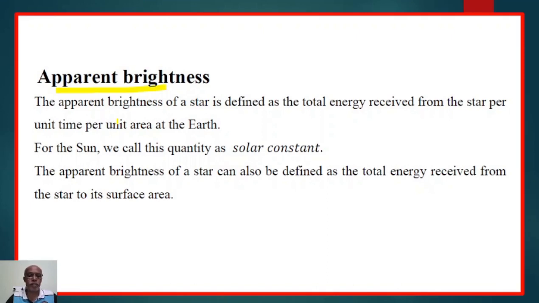The apparent brightness with reference to the Sun is called the solar constant. The total amount of energy received from the Sun per unit area per second on the Earth's surface is called the solar constant, which is the apparent brightness of the Sun. The apparent brightness can also be defined as the ratio of the total energy received from any star to its surface area.